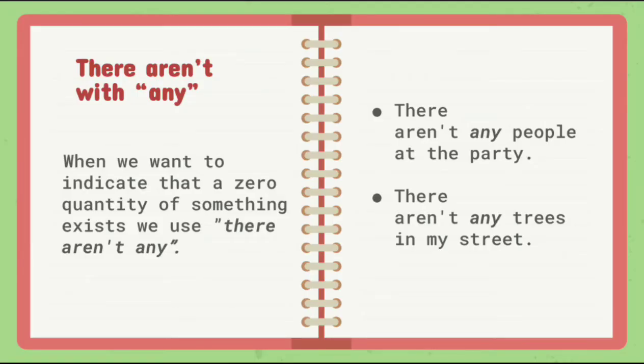With there aren't, when we want to indicate that a zero quantity of something exists, we use there aren't any. For example, there aren't any people at the party. And also, there aren't any trees in my street.